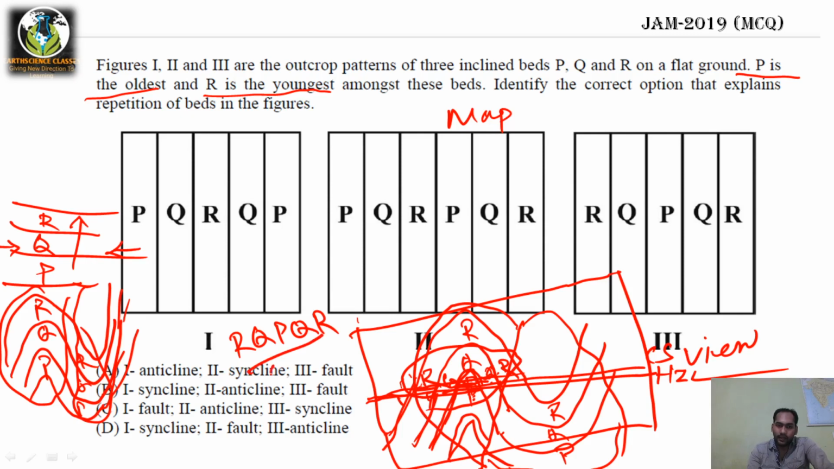So what is it? It is an anticline. Why is it an anticline? Because P is the older one. You can see it is older, it is younger. So when older is at the center, it is an anticline. When younger is at the center, in this diagram you can see R is younger and P is older. If I pass a horizontal plane here, you get R, then Q, then P.